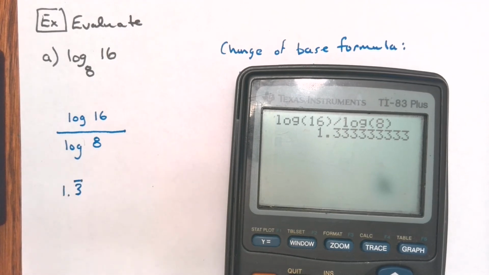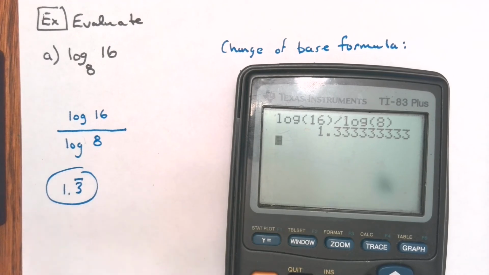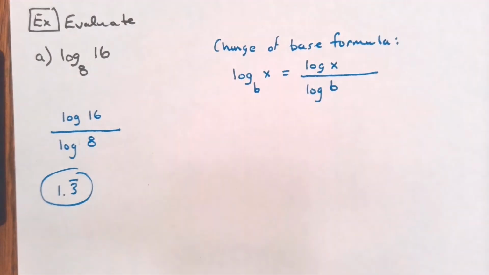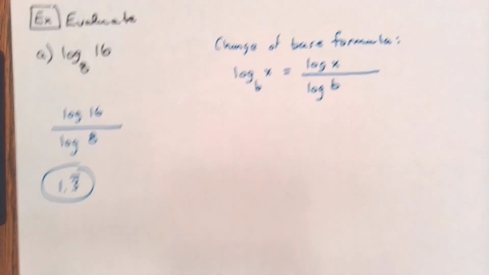So we could write it as 1.3 with that bar over the top for our final answer. If this is not a repeating decimal or a terminating decimal, then round it off to 2 decimal places and just approximate it as best you can. Let me do one more of those.